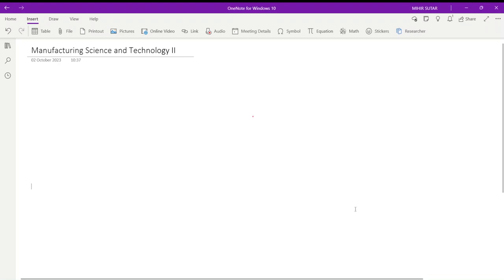Today I will discuss machining. In the machining process, what we do is remove the extra material to give accurate dimensional accuracy as well as good surface finish to the cast part.